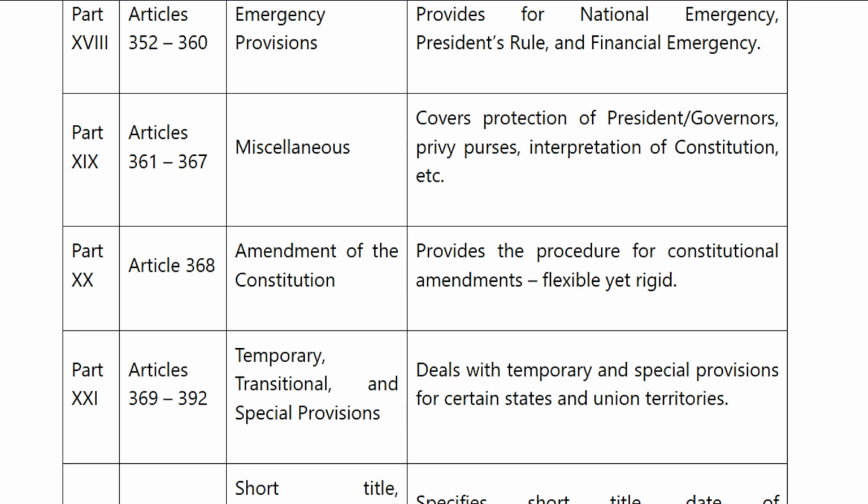Part 19, Articles 361 to 367. Miscellaneous. Covers protection of president/governors, privy purses, interpretation of constitution, etc. Part XX, Article 368. Amendment of the Constitution. Provides the procedure for constitutional amendments, flexible yet rigid.